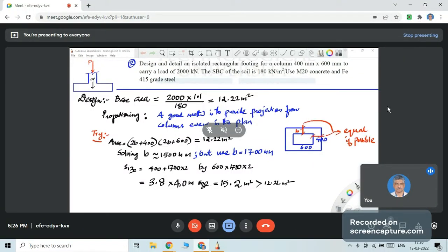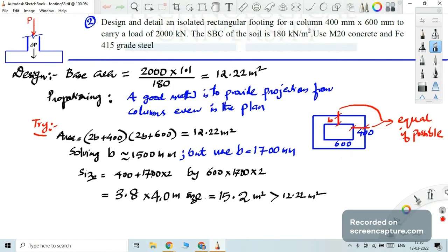Okay, let us discuss the second problem. That is an isolated rectangular footing. We have done a square footing, now it's a rectangular footing. The conditions for rectangular footing.